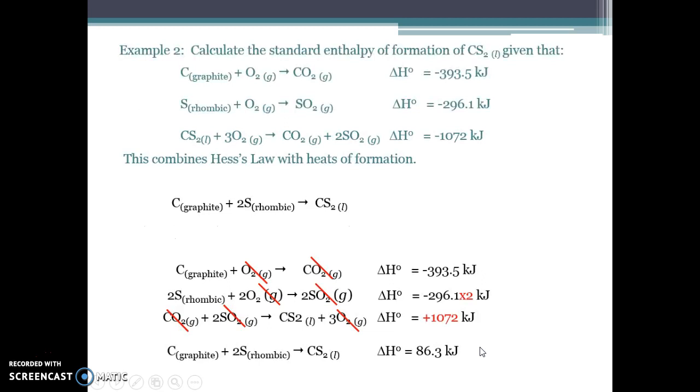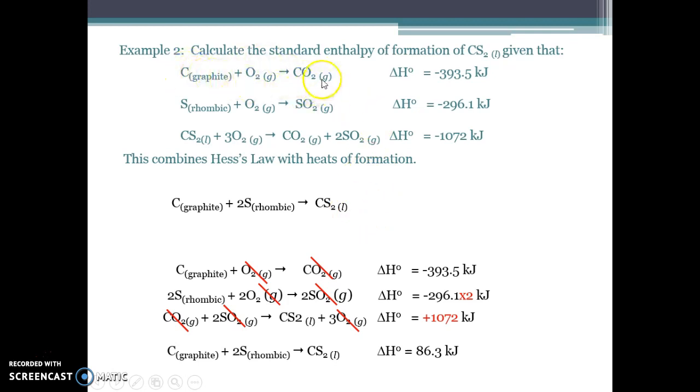All right, another example. Here's one where we're combining Hess's law and standard enthalpies of formation. We don't know what the heat of formation for CS2 is. Nowhere are we able to find the value for graphite or the value for rhombic in order to get the value of CS2. Well, these two technically are 0 heats of formation, so we need to know what this is. We're going to do it from equations that we already know.